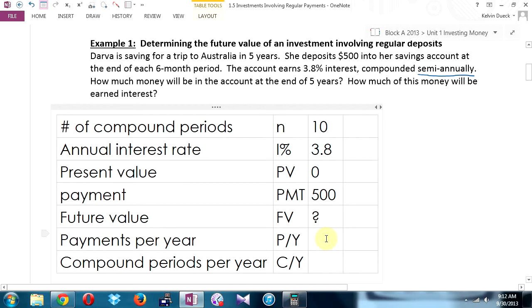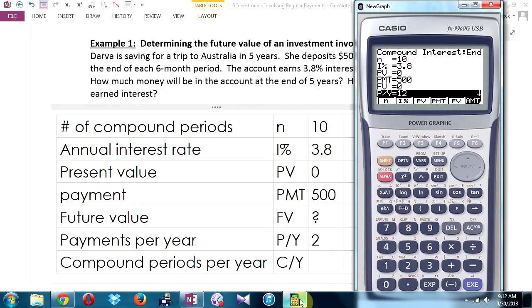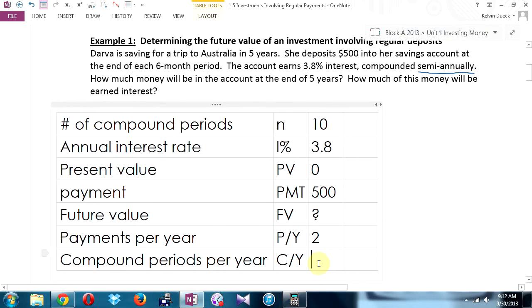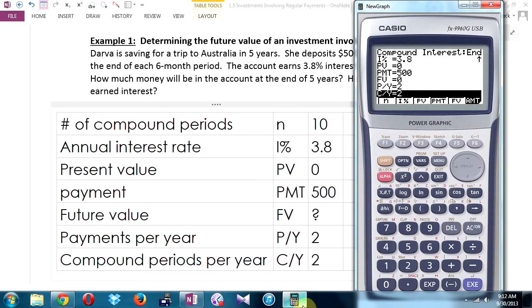How many payments per year? It says every 6 months, yes? How many compound periods per year? How are we compounded? Semi-annually? Also 2? Okay, we've got everything entered in. What's this question asking us to find?